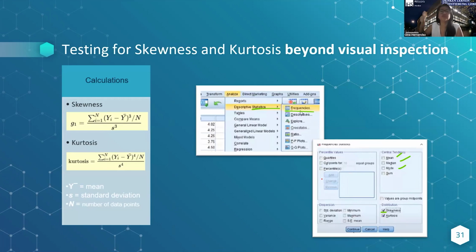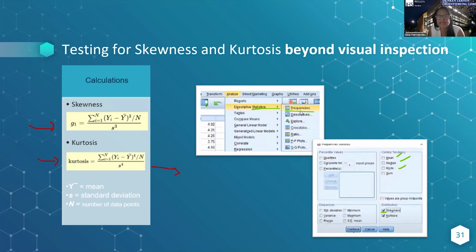You can also use maths, and you have the formulas here, and you will get a number. Then you can compare this number with a cutoff that we use in psychology, and then you will know if your sample is normally distributed or not. Here, I put an example of how to do it with SPSS.